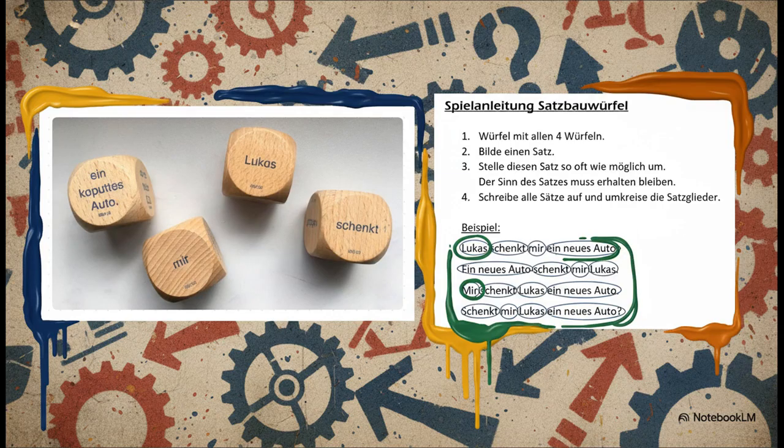Take the sentence, Lukas schenkt mir ein neues Auto. We can shuffle these blocks around and say, ein neues Auto schenkt mir Lukas, or even mir schenkt Lukas ein neues Auto. See how the core meaning doesn't change at all? Lukas is still giving me a new car. That's how we know for sure that we found our building blocks.